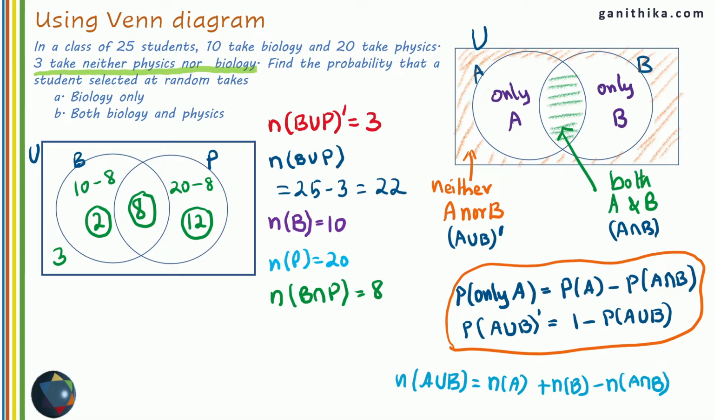Let's go further to find the probabilities. What is the probability of B only? How many members are there in only B? 2. What is the total number of members in the class? 25. So 2 over 25 will be the probability of only B.